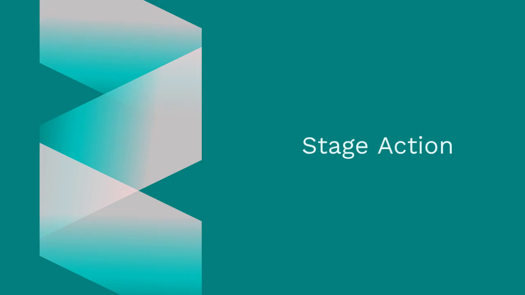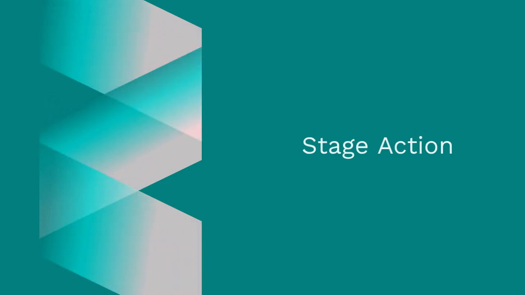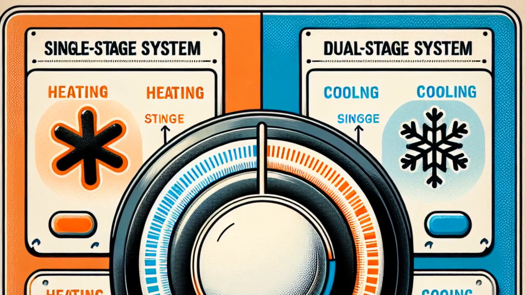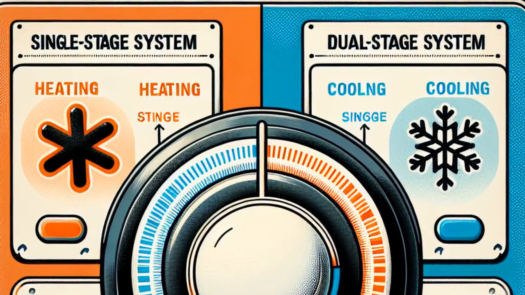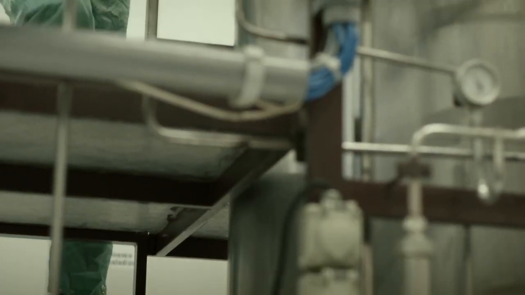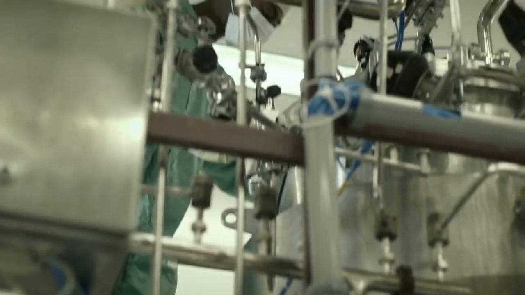Stage action. Suppose you have an application where either heating or cooling action is required, and you have another one where both the actions are required. So, there are two types available, single stage and dual stage. In single stage, you can do only one action, and in dual stage, you can do both actions.